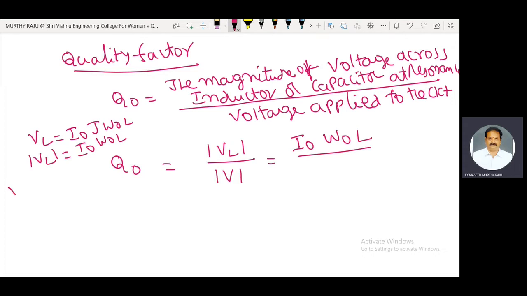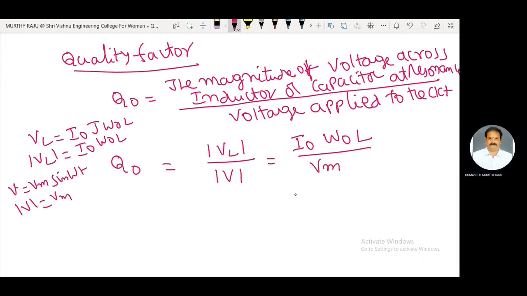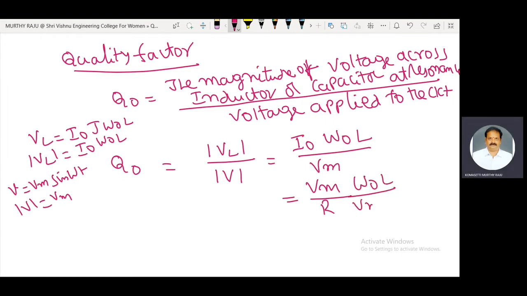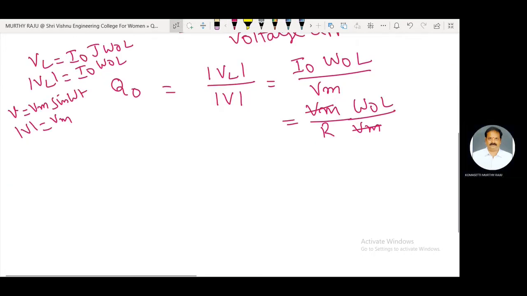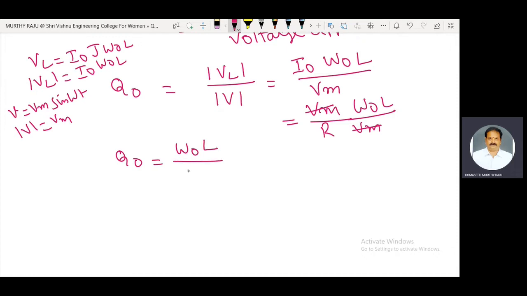Mod V: we know that V is equal to Vm sin omega t, so mod V is Vm only. I naught is equal to Vm by R. So mod VL is Vm by R into omega naught L, divided by Vm. This Vm is cancelled. Therefore, the quality factor of an inductor is Q naught is equal to omega naught L by R.